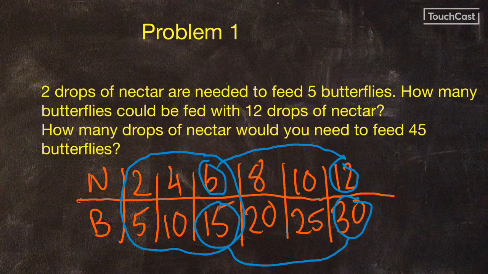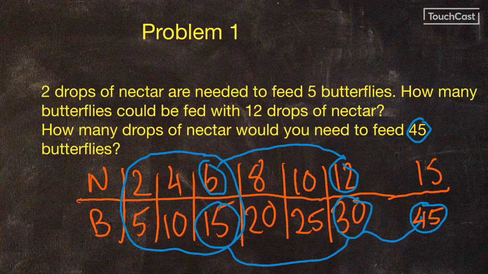Okay, now to get to how many drops of nectar to feed 45 butterflies, you could have then seen that another 15 would go in here to make our 45 butterflies. And that way you could have seen that if it takes another 15 to get from there, then you could add on another 6 drops of nectar that equal those 15 butterflies. Okay, and that's how we're seeing that multiplication relationship.